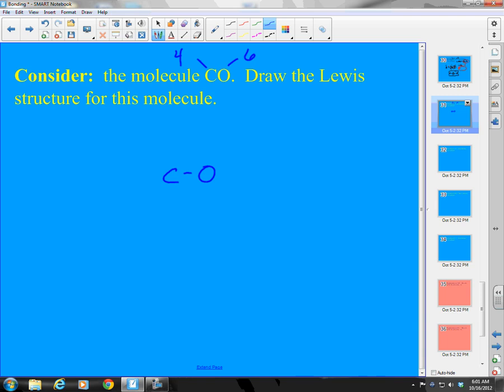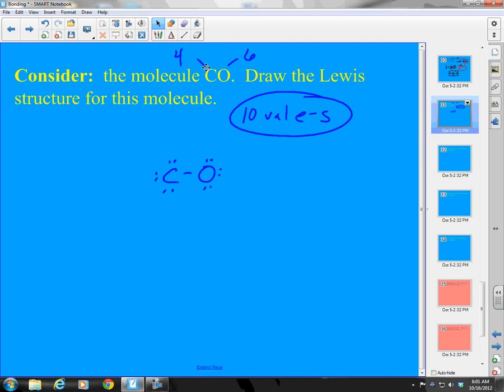Cool. Now what's the next thing? 4 and 6 is equal what? 10 valence electrons. Good. So we need to have 10 valence electrons in our picture. Now what do we do? Okay, we complete the octets. 1, 2, 3, 4, 5, 6, 7, 8. 1, 2, 3, 4, 5, 6, 7, 8. Perfect. This looks like a piece of cake.